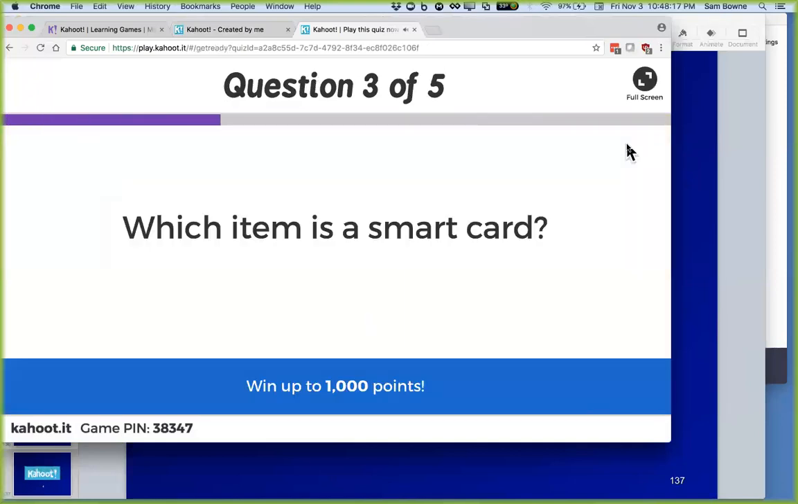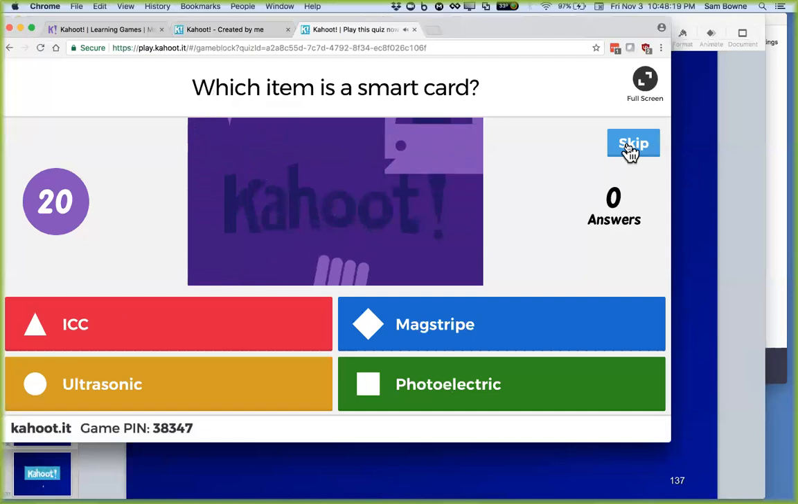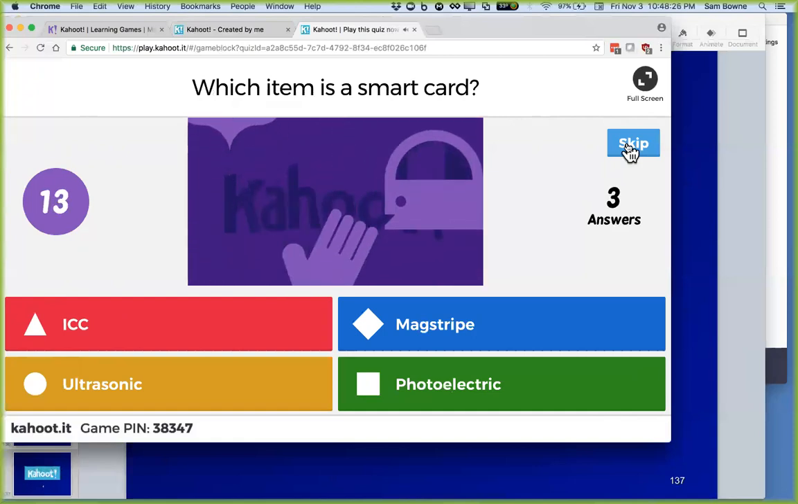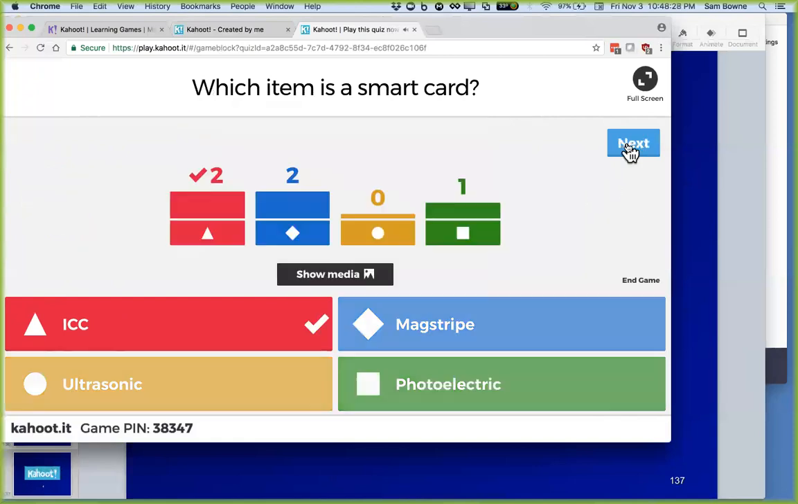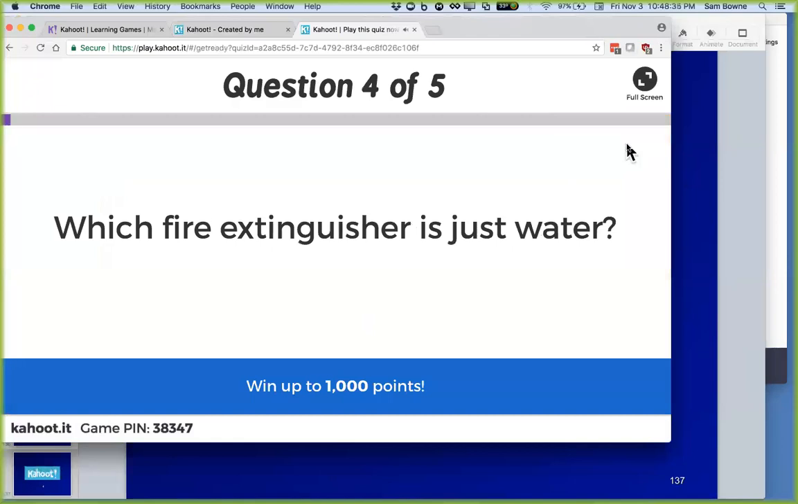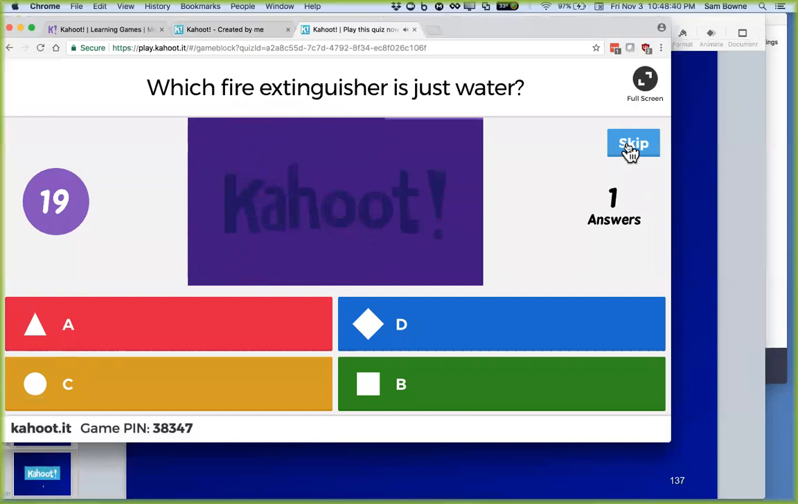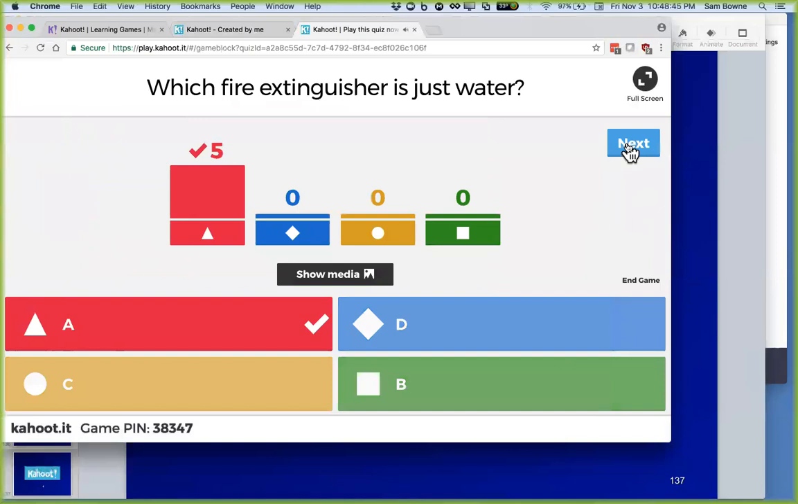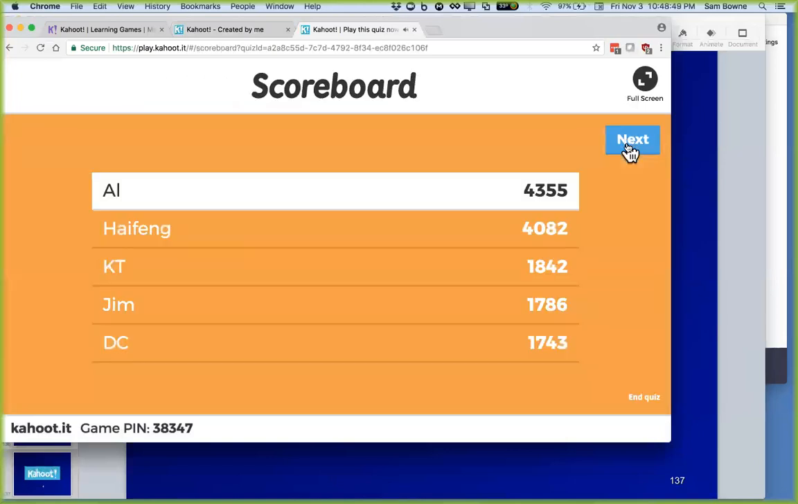All right. And what's a smart card? They're called ICCs. Not quite sure what it stands for. I think it's integrated circuit card, but I might have that wrong. Which extinguisher is just water? All right, that's A, although I think they often use other chemicals. It can be as simple as just water.